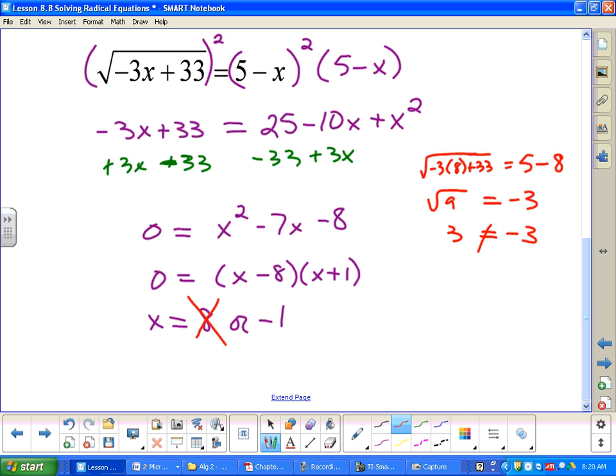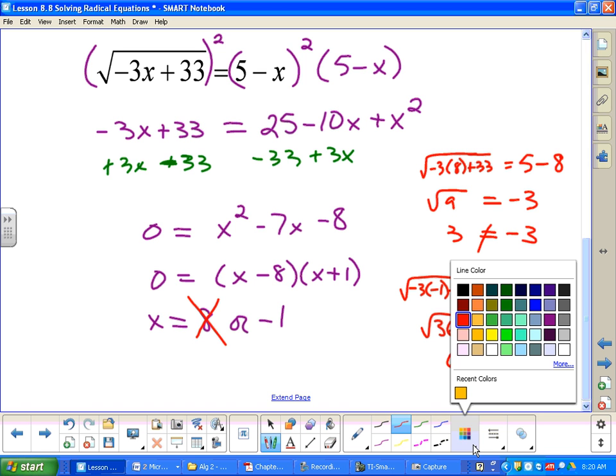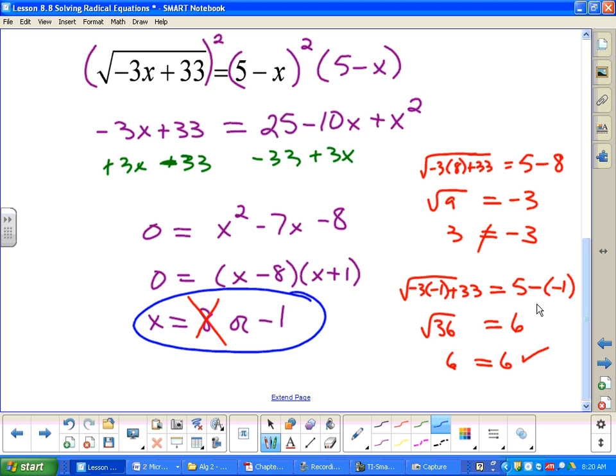Okay. So we try negative 1. And we get the square root of 36 equals 6, and 6 does equal 6, so that checks. So my answer is that x equals negative 1, excuse me. Okay. 8 was extraneous. So here's the key to you then, all right?